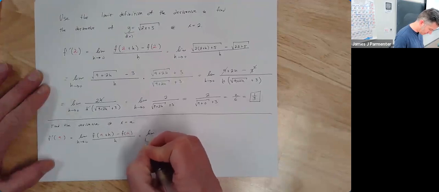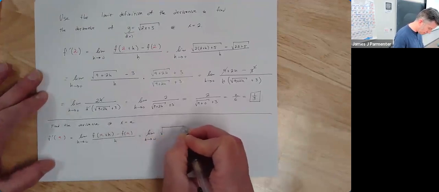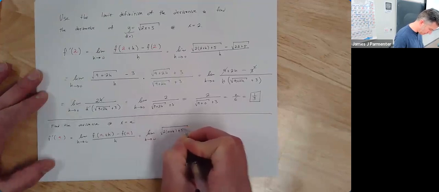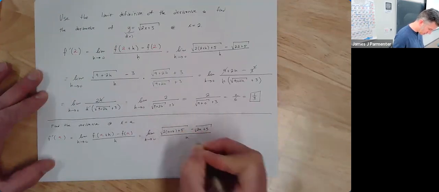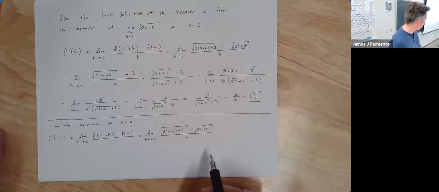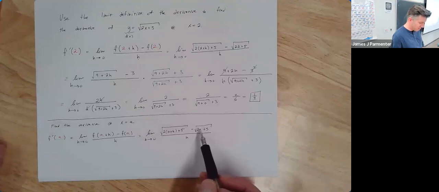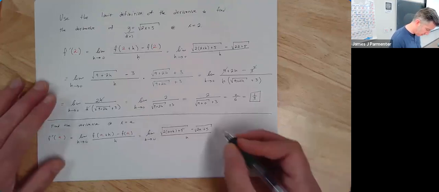Get the limit as h goes to 0. Let's see, f of a plus h is going to be the square root of 2 times a plus h plus 5. f of a is going to be the square root of 2 times a plus 5, all over h. Now, unlike the previous one, this square root over here isn't going to simplify. Right? We can't do anything with that other than leave it as it is. So at this point, here's what we're going to do: multiply by the conjugate.